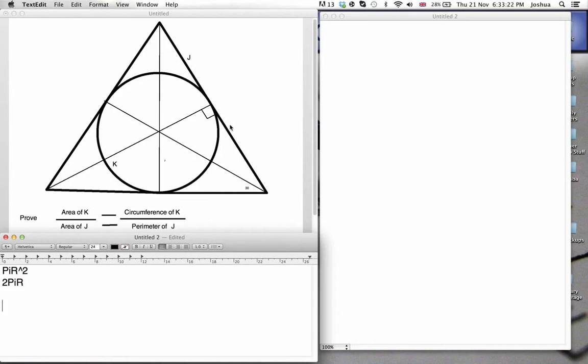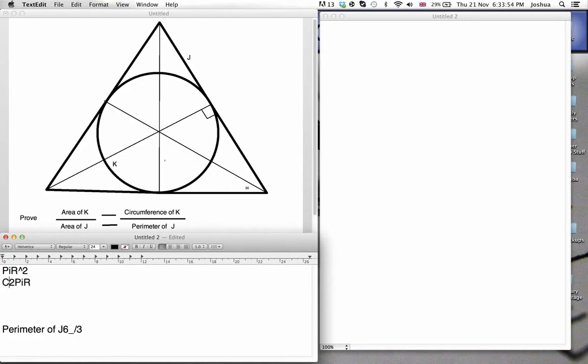So therefore, what is the perimeter of J? Square root of 3, six times. The perimeter of J is 6 times the square root of 3. I really gotta get a square root button on my keyboard. So that is the perimeter of J.